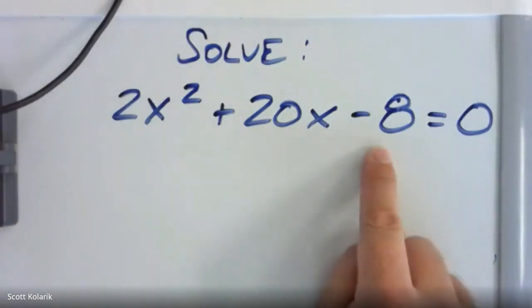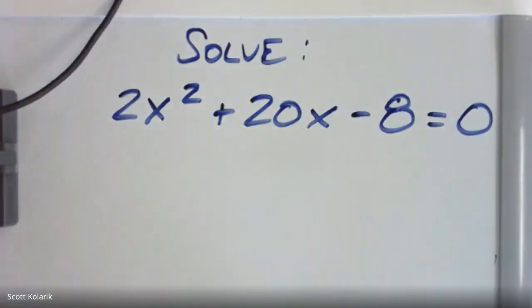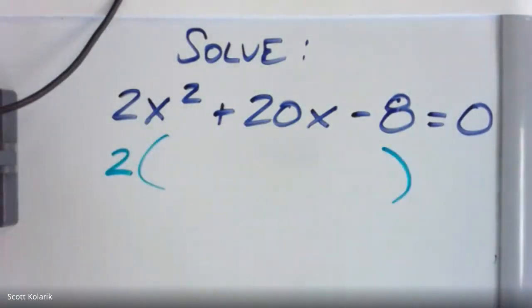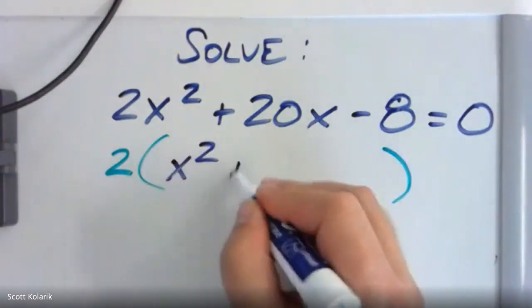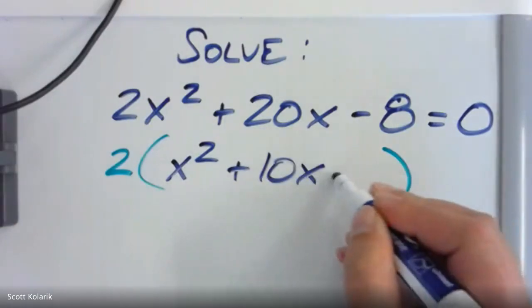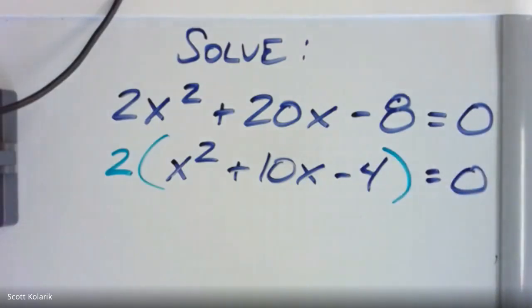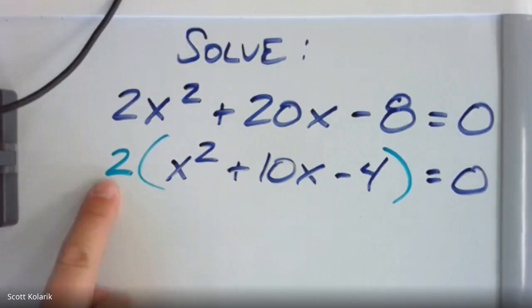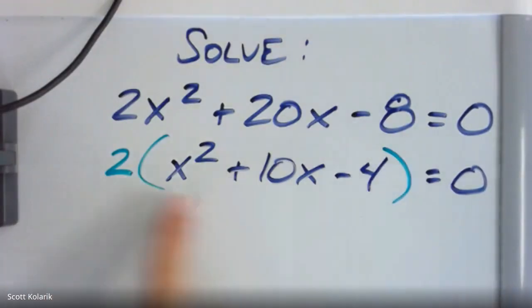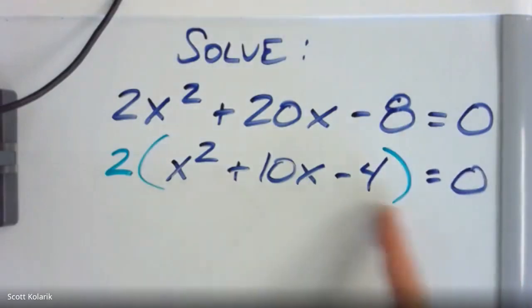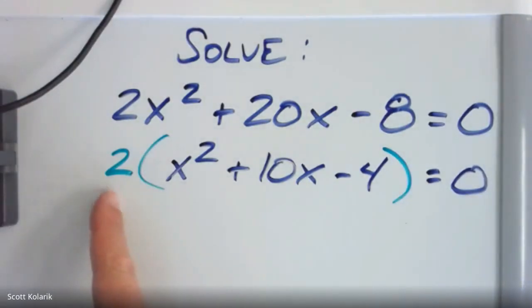So if I divide 2 out of this whole thing, I'm going to be left over with x squared plus 10x and then minus 4. On the right-hand side, I still have the 0. Okay, so now what I can do is I can actually get this 2 and move it to the other side of the equation by dividing both sides by 2. Okay, if I divide both sides by 2, this actually just goes away.